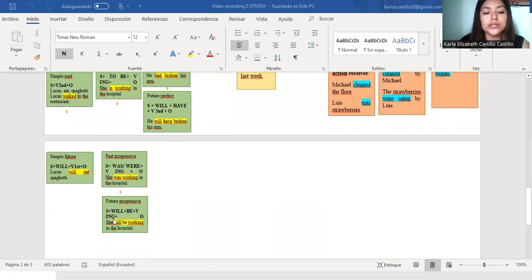In the future progressive, the same form, we have the grammatical rule: subject plus will plus be plus verb ing and object. For example, she will be working in the hospital.